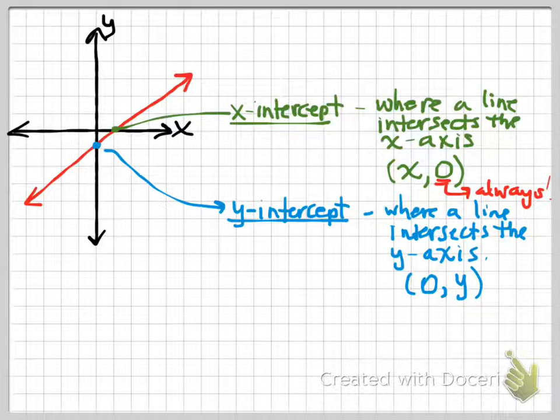Notice that it doesn't go to the right or left of the origin. It's at the 0 spot for the x. So this 0 is always there. What is going to change is the y number, which will change depending on where it crosses the y-axis. So that's what intercepts are. It's where the line intersects the axes. The x-intercept, in particular, intersects the x-axis. The y-intercept intersects the y-axis.